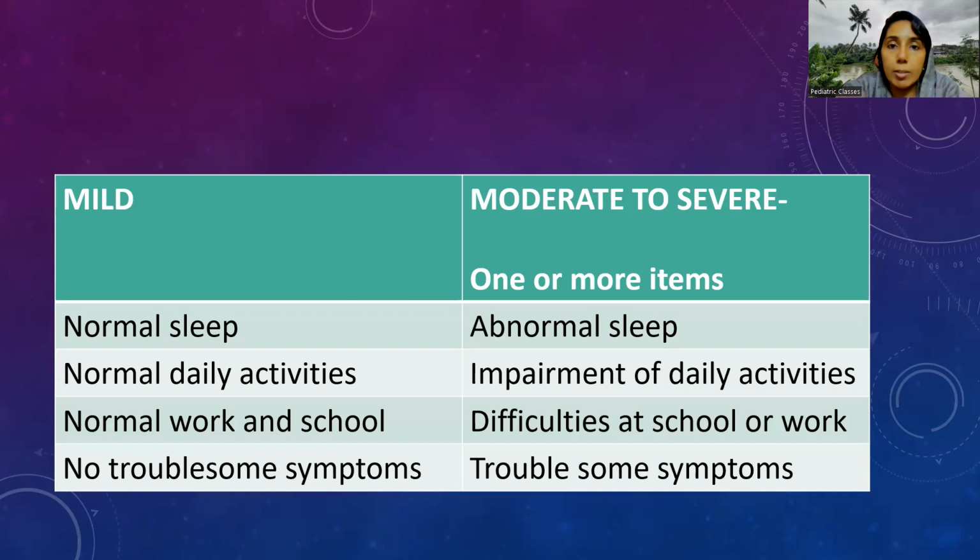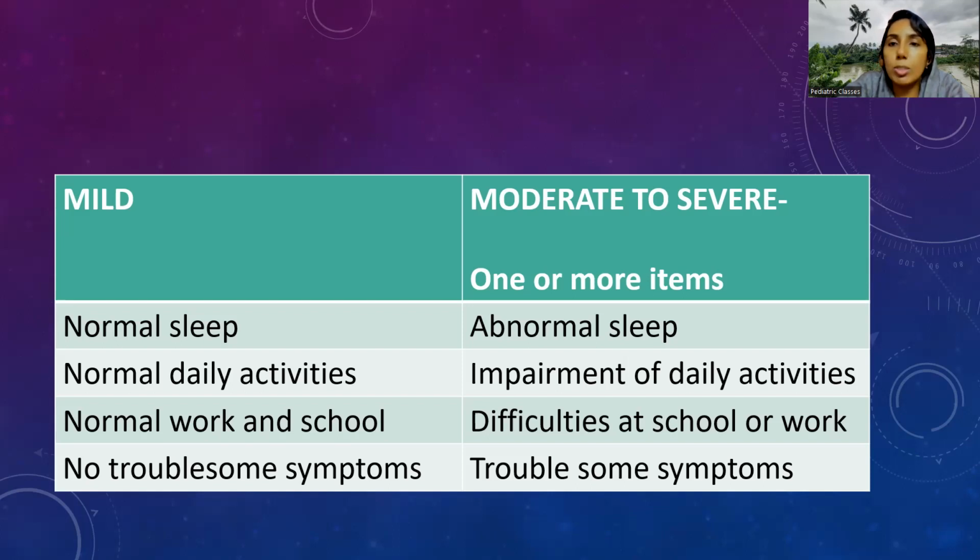Okay, mild and moderate, how can we differentiate? This is based on these 4 criteria. If the person is having normal sleep, normal daily activities, normal work and school, and no troublesome symptoms, the patient comes under the mild category. If they're having symptoms less than 4 days a week, it will be mild intermittent. Same category, but if the patient is having symptoms more than 4 days a week, it will be mild persistent.